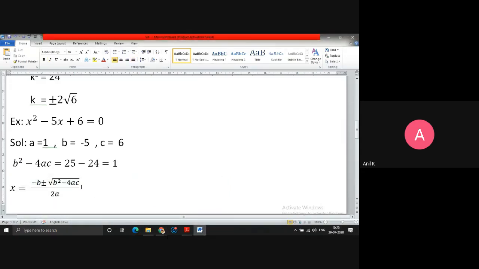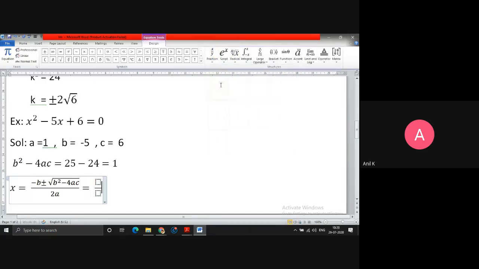Okay, so this is my formula. x equals minus b plus or minus the square root of b square minus 4ac, upon 2a. Now, minus, what is the b value? The b value is again minus 5.